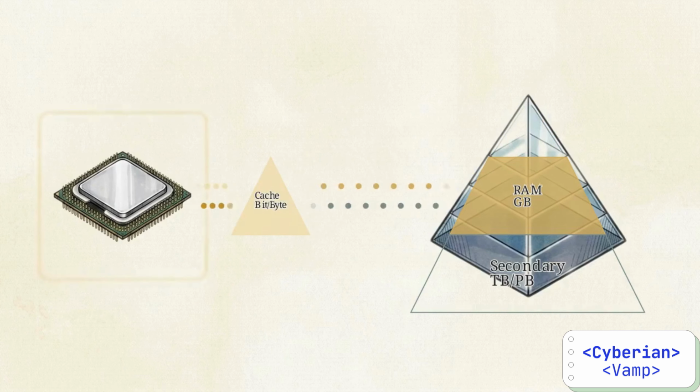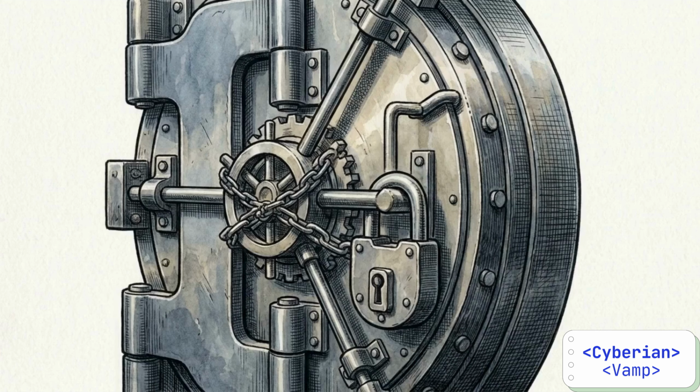To solve the volatility problem, we rely on the final tier, secondary memory. This is non-volatile storage designed for long-term data retention. If a school needs to securely retain the academic records of 5,000 students, they cannot keep it in RAM. They must write it to this secondary storage layer, so the records remain intact even when the power is off.